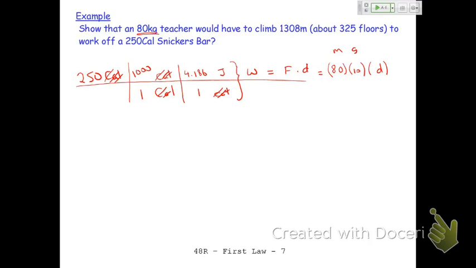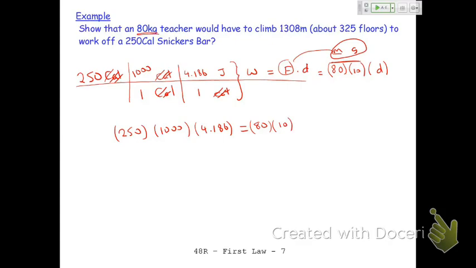Piece of cake. So we go 250 times 1,000 times 4.186. I want to convert from mass into newtons. Yeah, force. So force is equal to mg. So that's going to be 80 times 10. I've done something wrong here. So 250 calories, 250,000. Oh no, I'm not. No, I'm just being a bit apprehensive.